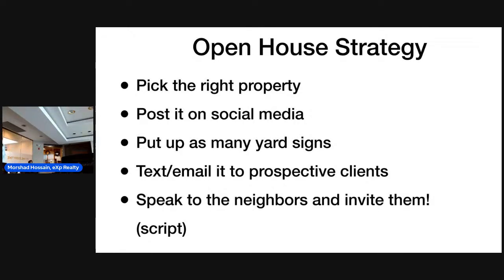All right. Next is text and email it to prospective clients. We're going back to following up. Let's say you've been in touch with a buyer, and there's no real movement. You need an excuse to now follow up. I'll give you an example.